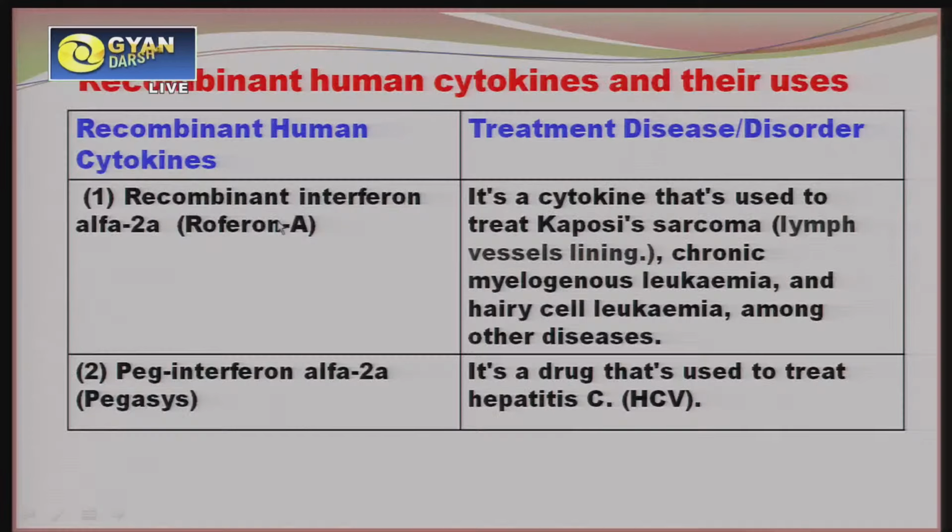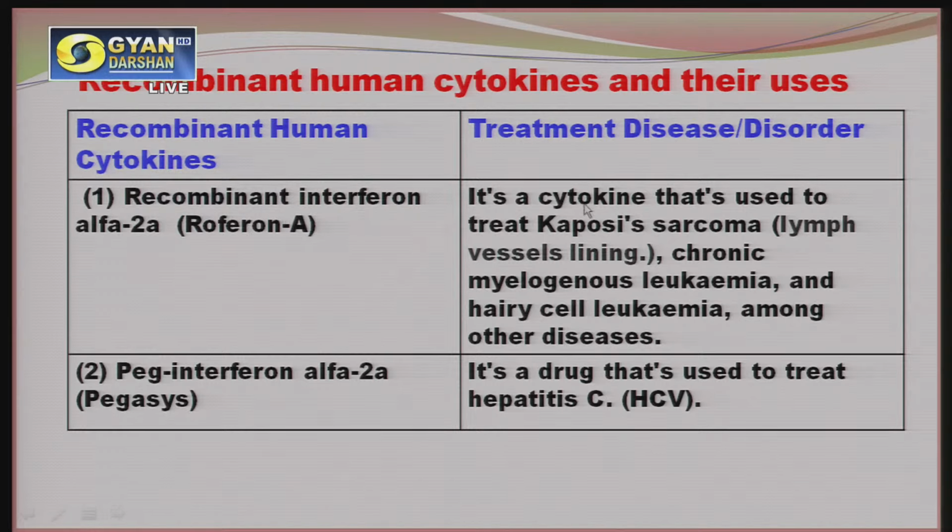There are certain recombinant human cytokines and their uses. The various recombinant cytokines we can utilize to treat different types of diseases like hepatitis. You can see in this table PEG interferon alpha 2A, Pegasys. It is a drug that is used to treat hepatitis C. Recombinant interferon alpha 2A, Roferon A, is a brand name of the particular cytokine.